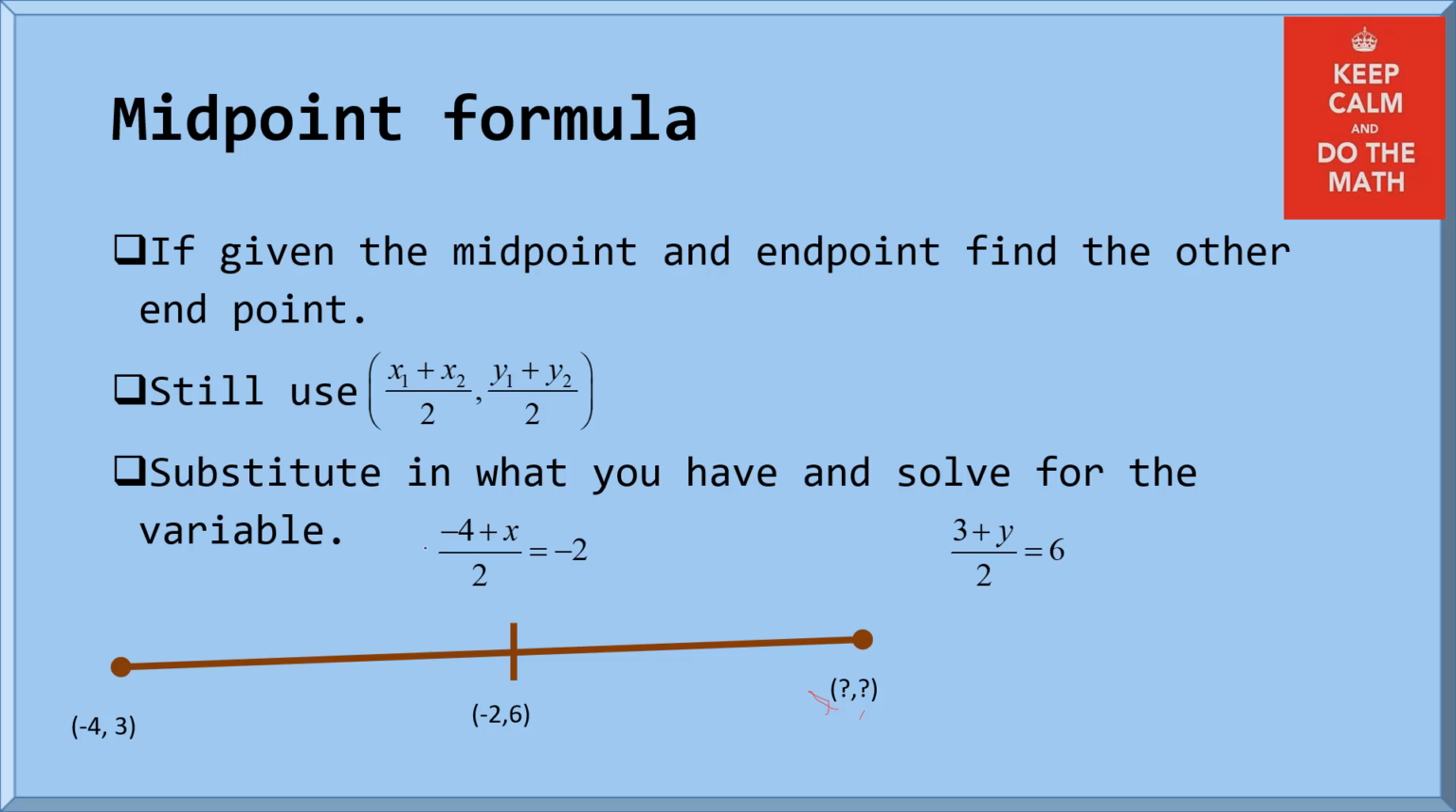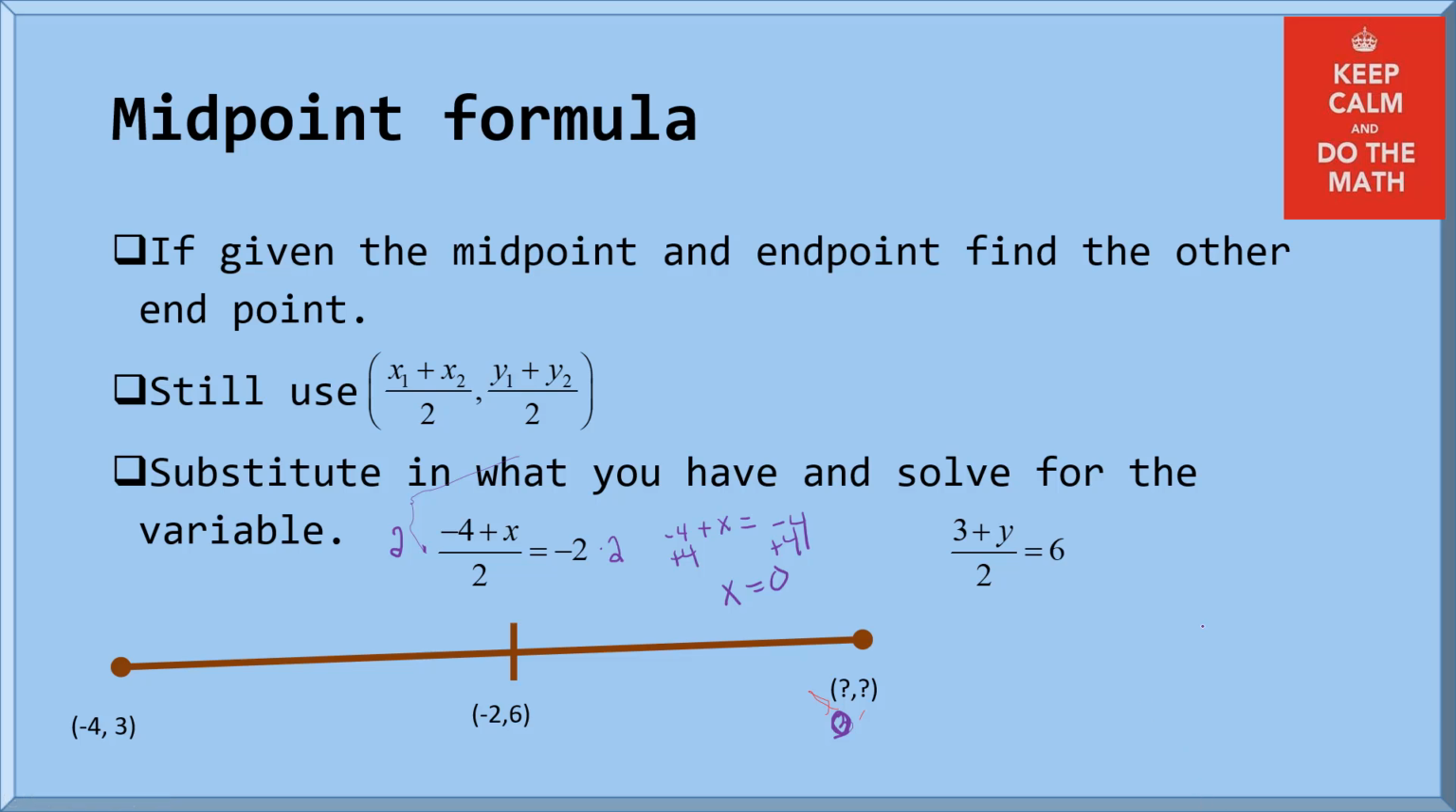So by simply applying some algebra, multiplying both sides by 2, I'm now going to get negative 4 plus x equals negative 4. Add 4 to both sides, and we get x is equal to 0. So we can see that our first coordinate is going to be a 0 for our endpoint. Okay. So let's continue and take a look at the one on the right.